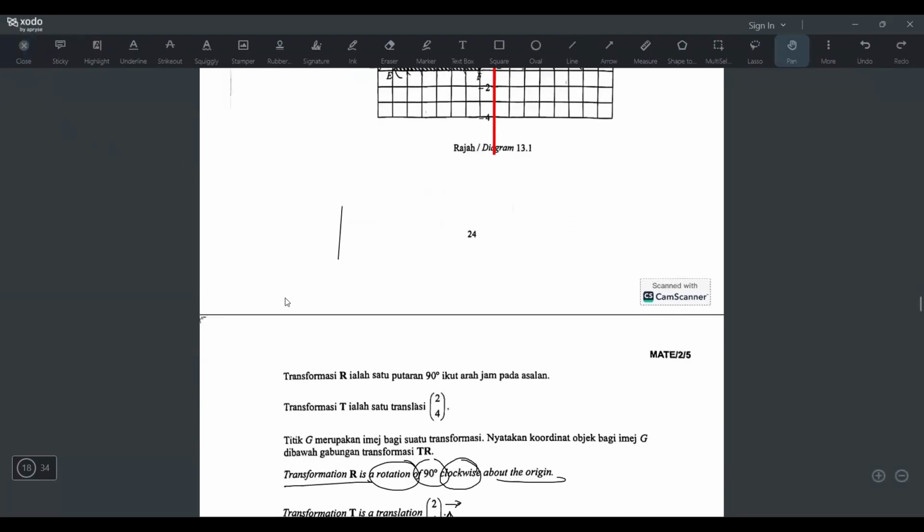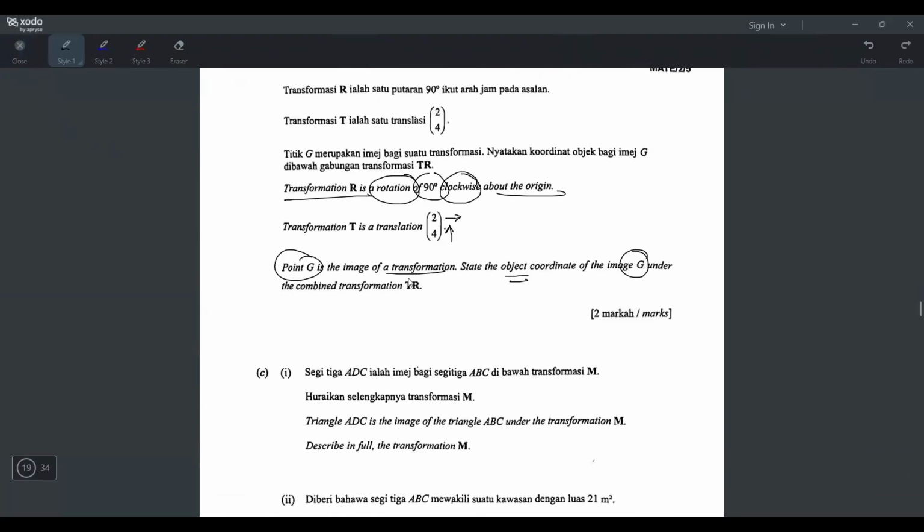It means this point is after doing the two transformations. So I will put two arrows, and point G I cannot write in front here. I have to write at the back here. Or you can say that's the final answer. So I have to write 5, 11 here. So this is the image, right? Because they say point G is the image. Now they want you to state the object of image G under combined transformation TR.